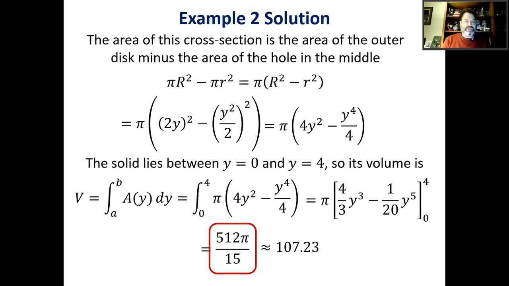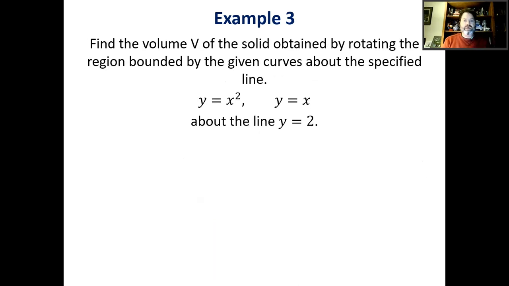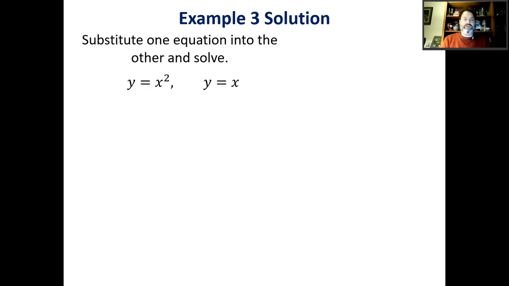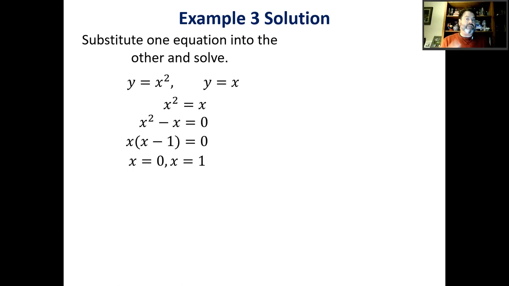Okay, one more major topic that we need to get into. Let's look at what happens when you rotate around a line that is not the x-axis or the y-axis. So here we're going to rotate the region bounded by the curves y equals x squared and y equals x around the line y equals 2. It's easy to find the intersection points, right? Substitute one equation into the other and solve. So everybody can see clearly that we're going to integrate from 0 to 1.